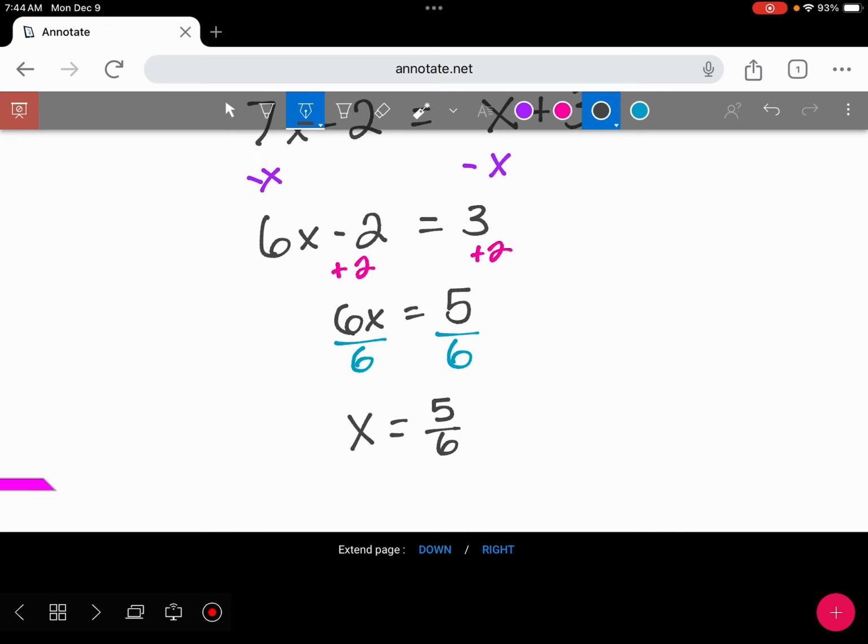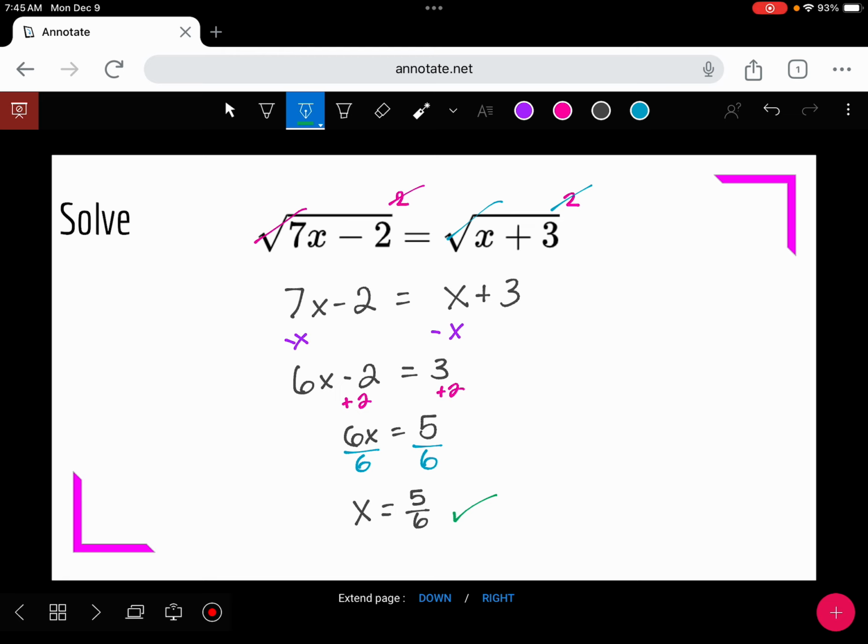And again, we'd wind up with something that's not going to give us any negatives anywhere when we substitute it in. So we're good to go here. So that one checks. We're checking to make sure we don't get any negatives inside the radicals or that the radicals don't equal something negative.